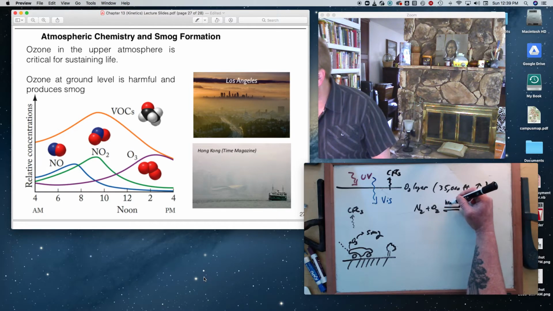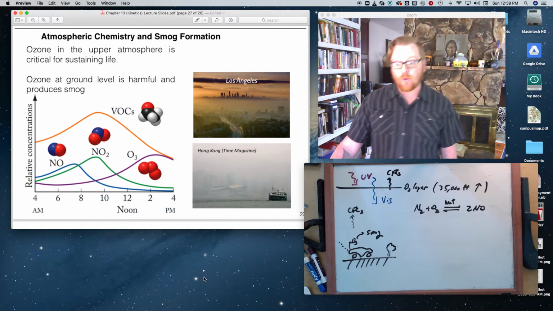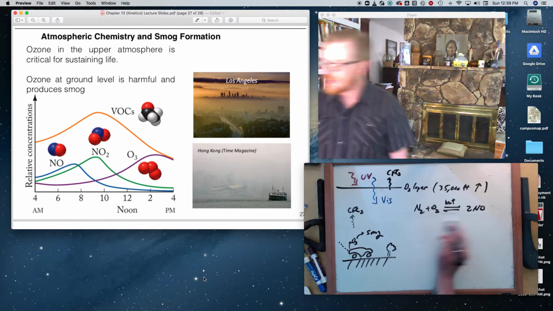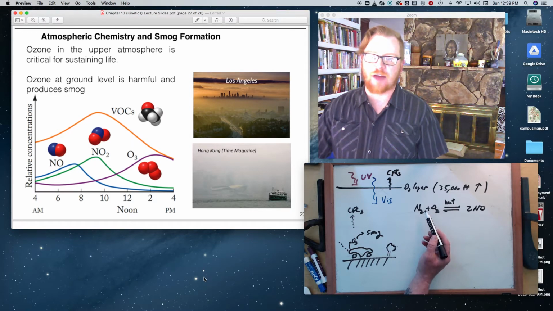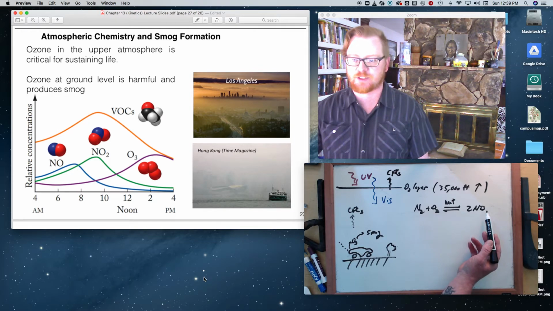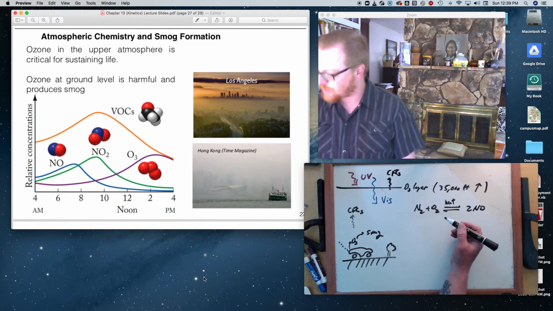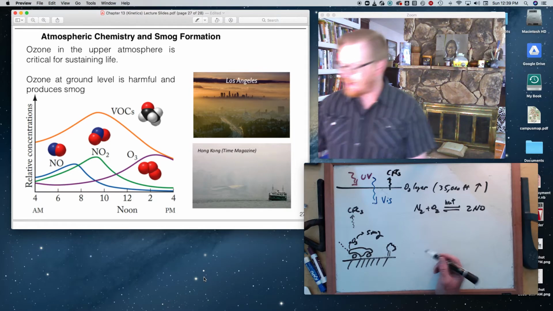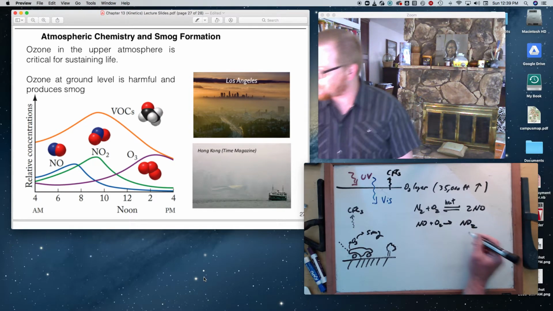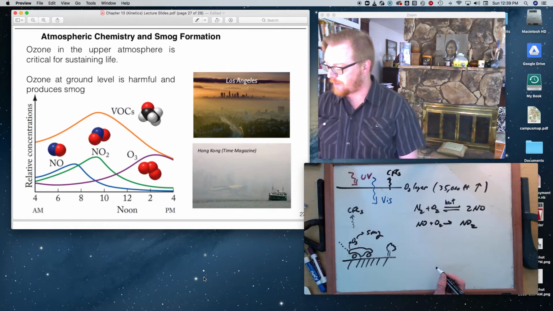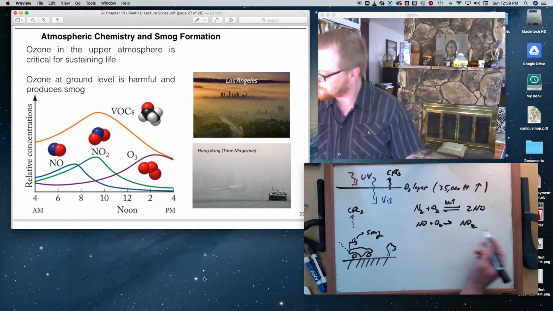So this actually happens in your tailpipe, or it can happen in large industrial processes. This would not happen at low temperature. Nitrogen and oxygen do not react at low temperature. Only at high temperature does this become important. Okay? So then what you get is NO can react with O2 to make NO2. I'm not doing a very good job showing the final balanced reactions.